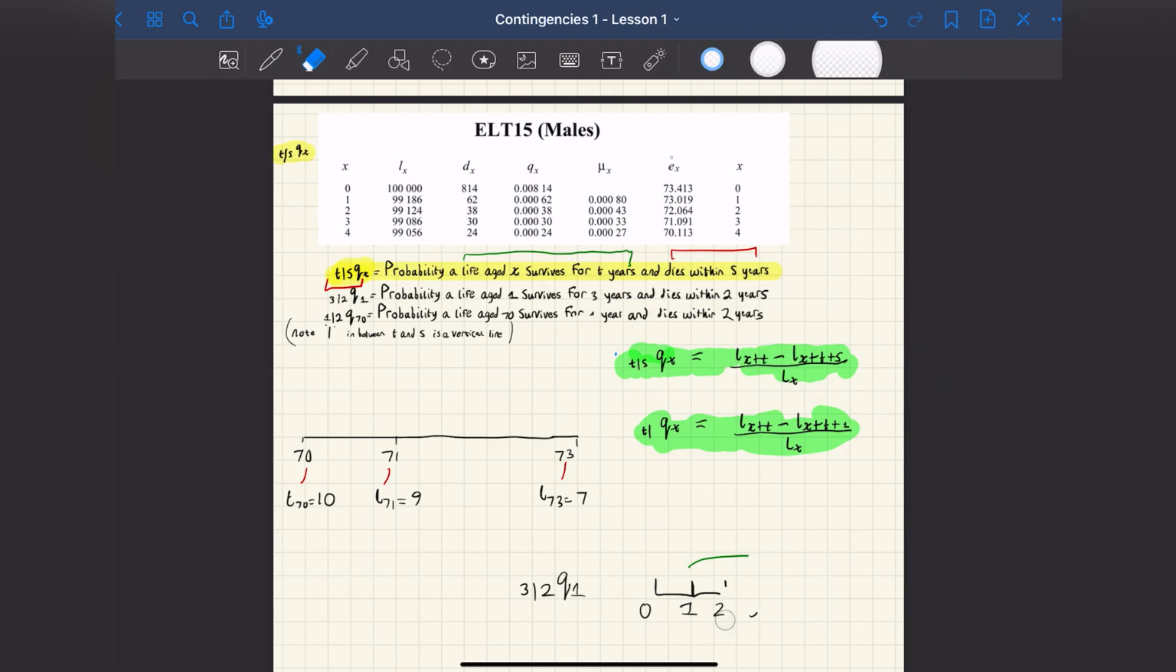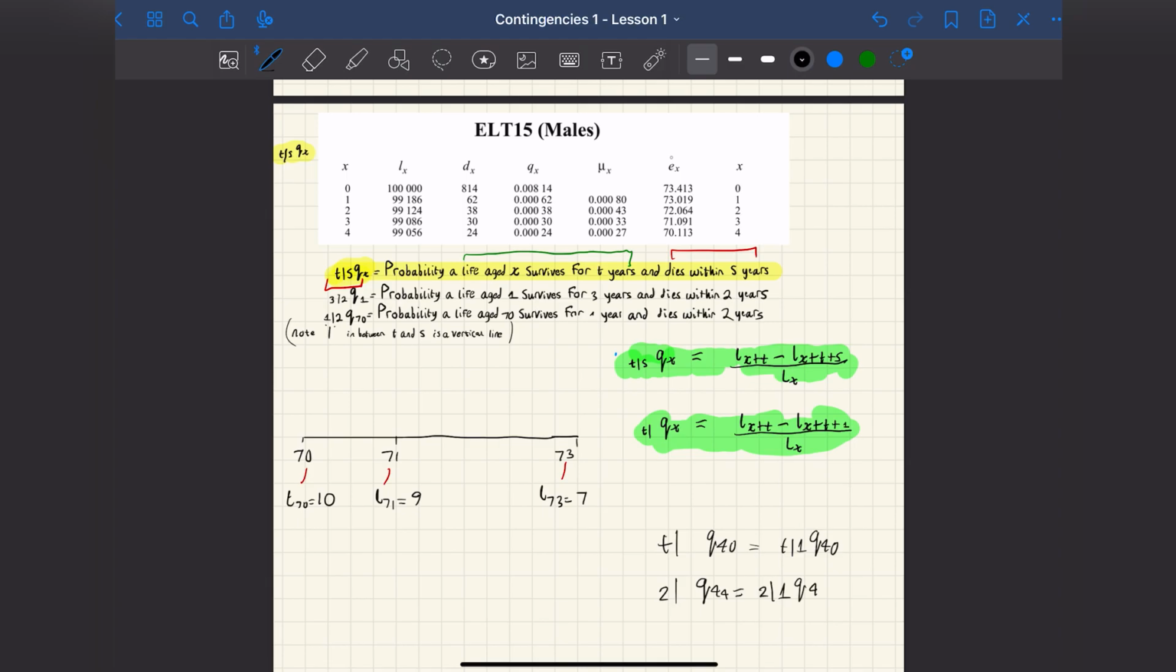And one thing to note as well when we talk about T vertical line SQX is if there's no S value, then assume that S is 1. So for example, if we have T vertical line Q40, then that's the same as when S is 1. Or if we have, say, 2Q44, again, when there's no S value, S is 1. Very similar to TQX and TPX, but this time it's with an S.